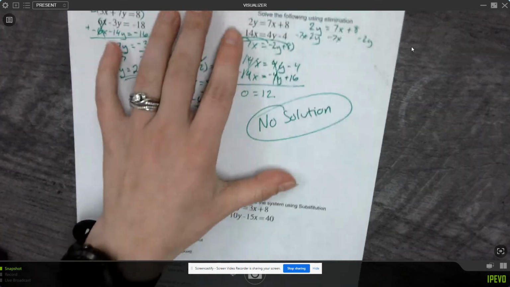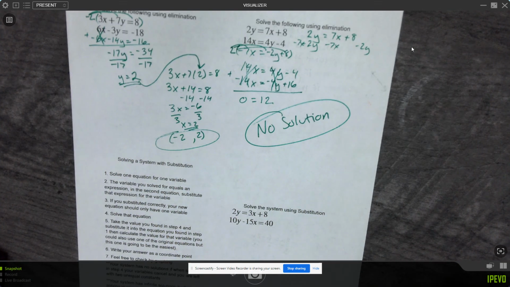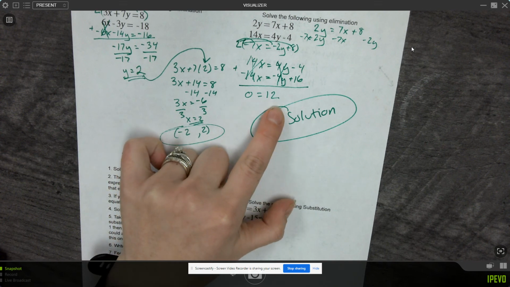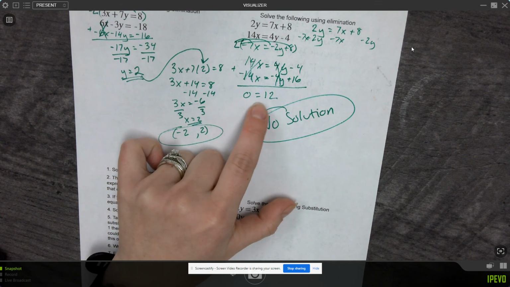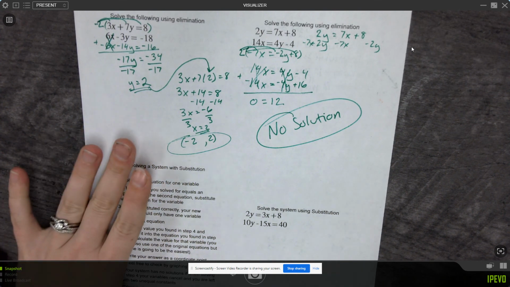If you wanted to type these equations into your calculator in order to graph them to check, you should then see 2 parallel lines. They would never intersect. It would be infinite if instead of 0 equals 12, you had something like 0 equals 0. Everything is gone. All right?